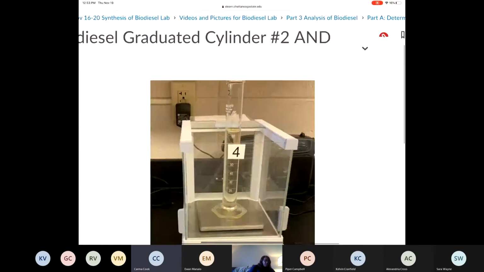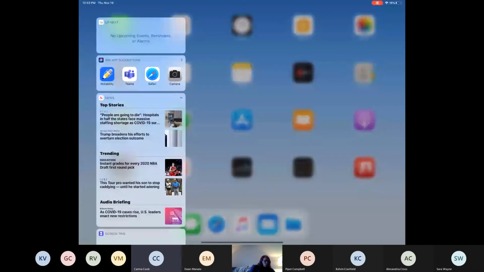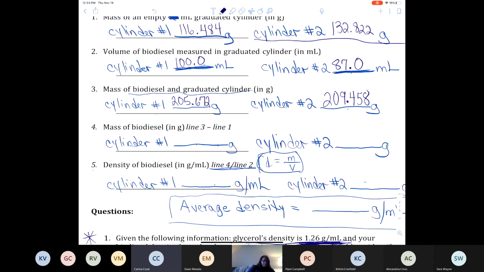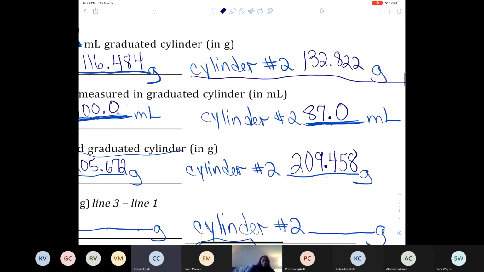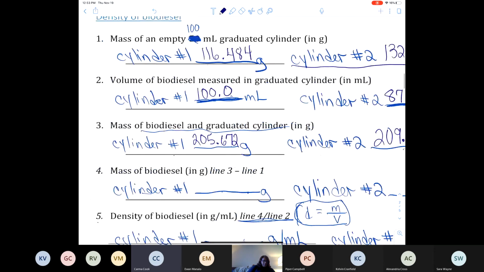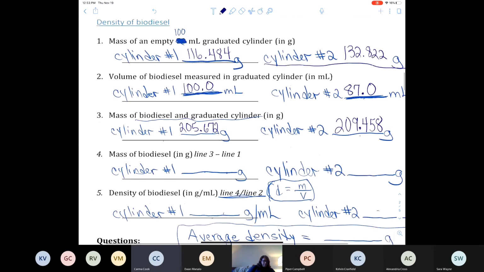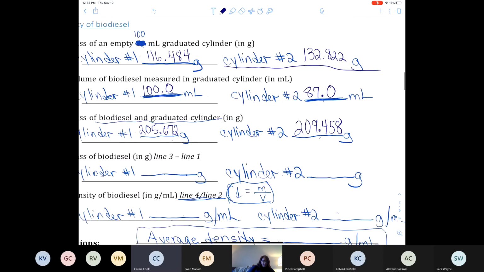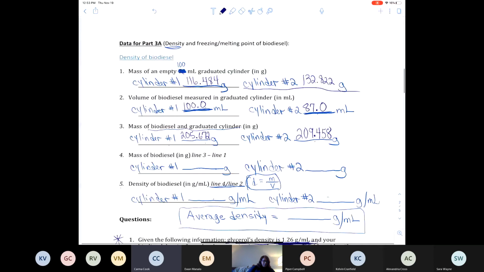And so the volume in cylinder 1, 100 milliliters. The volume in cylinder 2, 87.0 milliliters. And then you were to subtract line 3 from line 1 to get the mass of biodiesel in cylinder 1, and then do that same type of calculation to get the mass of the biodiesel in cylinder 2.